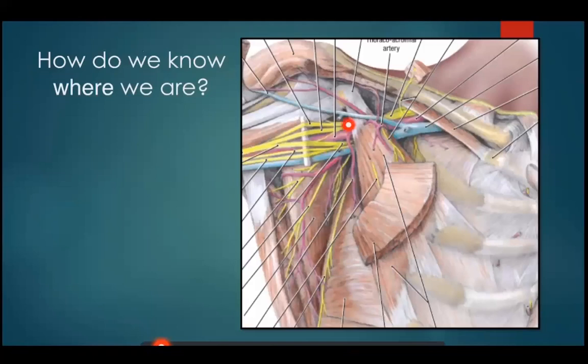If we are seeing the pectoralis minor muscle while doing an ultrasound, that means you are in the lateral infraclavicular fossa. If you see the cephalic vein draining into the axillary vein or the thoracoacromial artery coming out from the axillary artery while doing an ultrasound, that means you are in the medial infraclavicular fossa.